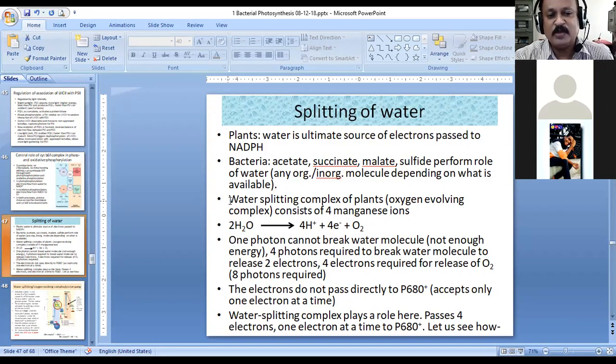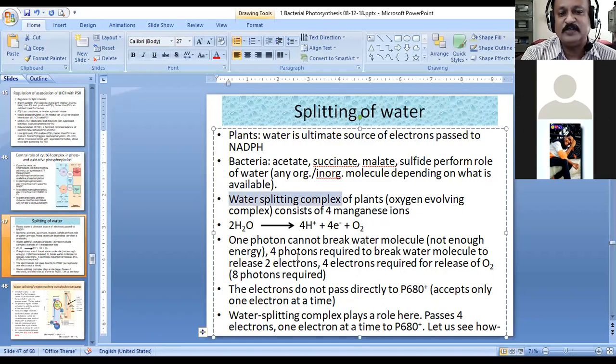So now we are talking about water as the electron donor in the case of algae, blue-green algae, and the plants, or cyanobacteria. So here there is a specialized complex, which is called the water splitting complex. This is also sometimes called the oxygen evolving complex. And this particular complex contains 4 manganese ions, which are very, very important for the functioning of the water splitting complex. The reaction is like this: 2 H2O will yield 4 protons and 4 electrons with the release of oxygen.